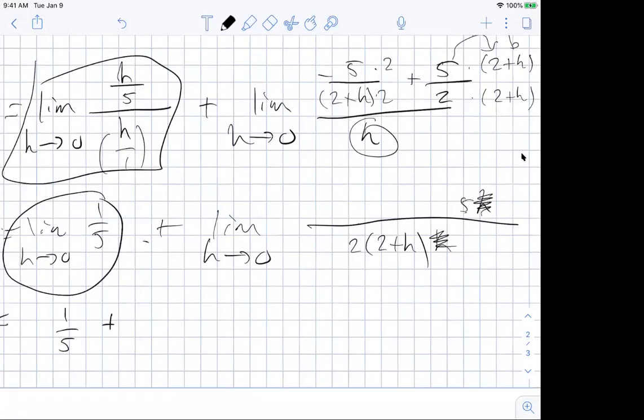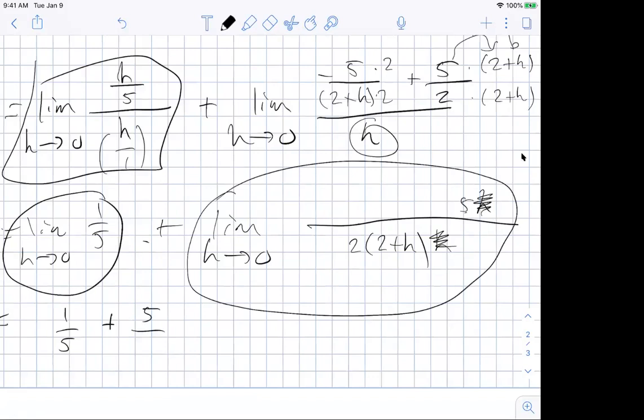And so here in this limit, I'm going to be left with, now I can just plug in h equals 0, and I get 5 over 4, which is exactly what we expected from the power rule, right? 1 over 5 plus 5 over 4. And then you can get a common denominator of 20 here if you want. So multiply top and bottom here by 4, top and bottom here by 5, and you'll get 4 plus 25, which is 29 over 20.